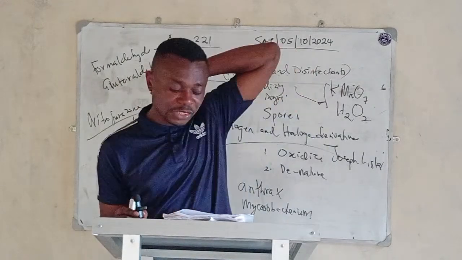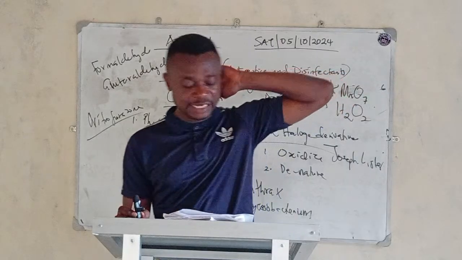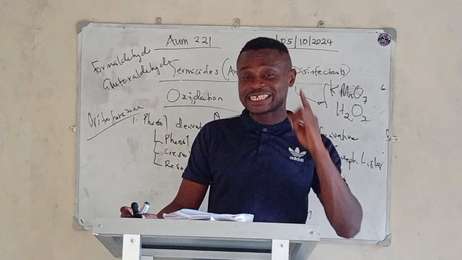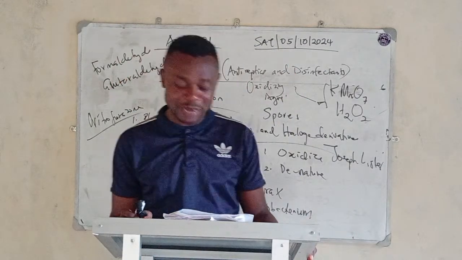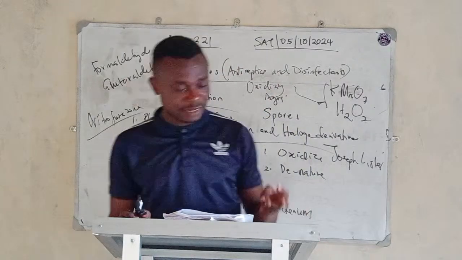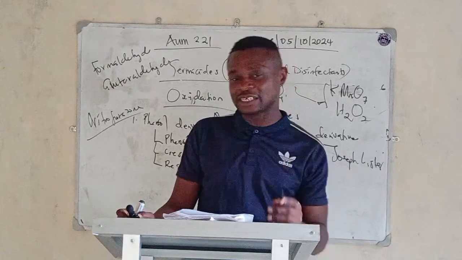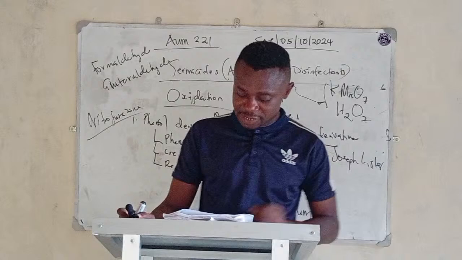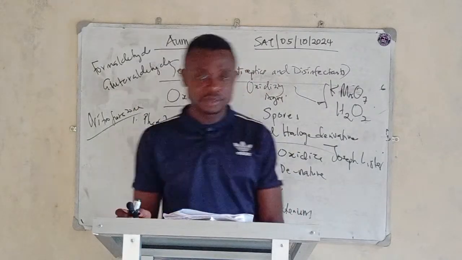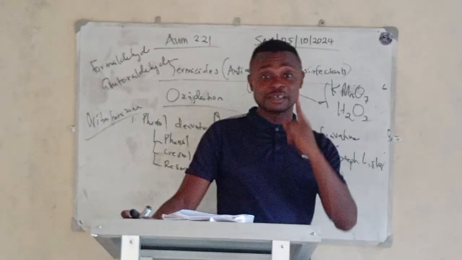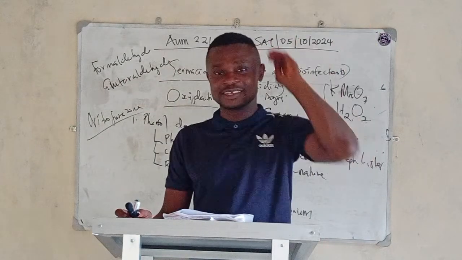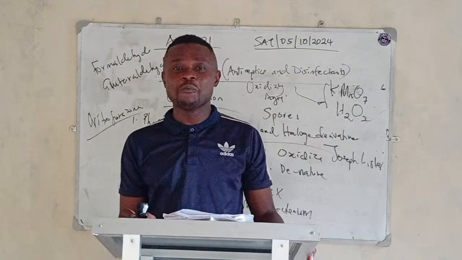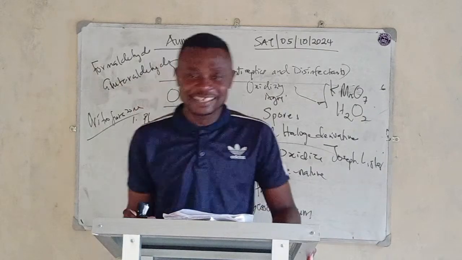So how is this effect exhibited? Phenol derivatives target the cytoplasmic membrane of bacteria. They target the membrane of bacteria, and they also denature protein. They also act as a cytoplasmic poison. Membrane, denature protein, cytoplasmic poison. It's a multifaceted action. That's why it's powerful.